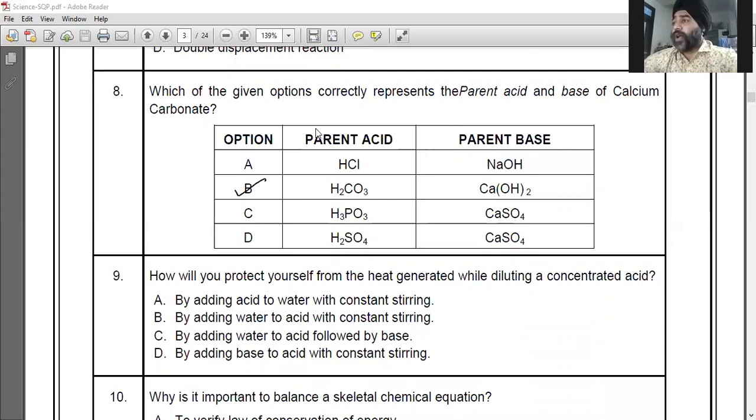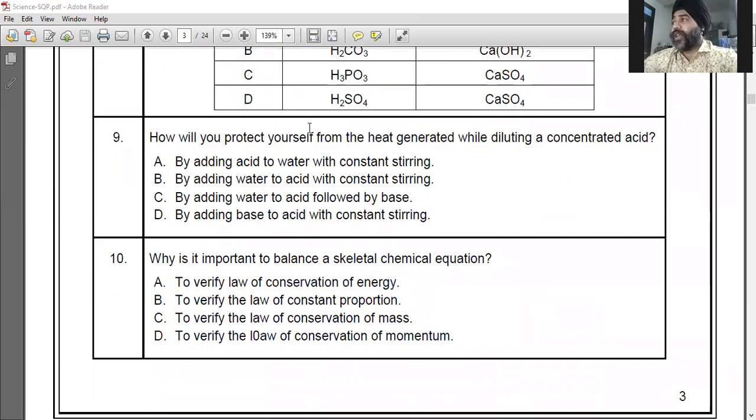Now, how will you protect yourself from the heat generated while diluting a concentrated acid? So whenever we dilute a concentrated acid, heat is generated.